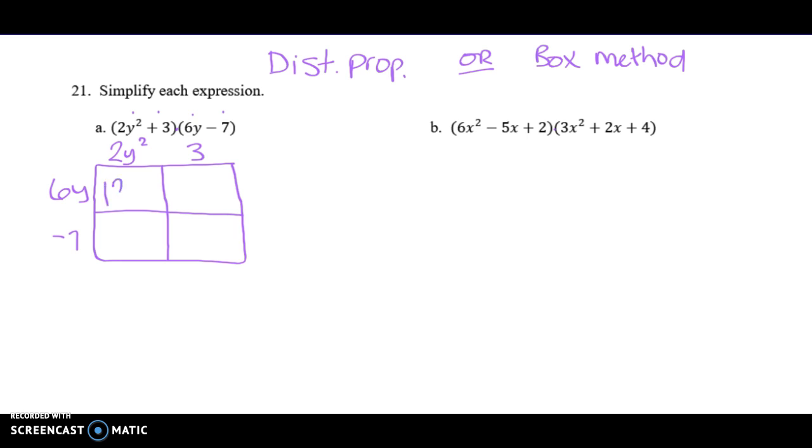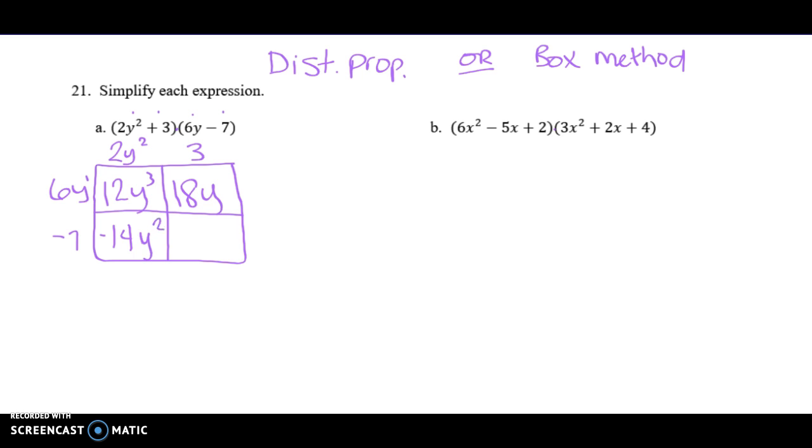6 times 2 is 12. Count out my y's. I have 1 and then 2, so y cubed. Then the top times the side. 6y times 3. 6 times 3 is 18, and the 6 has a y on it. Moving to the bottom row. Top times side. 2y squared times a -7. 2 times -7 is -14. 2 has a y squared.